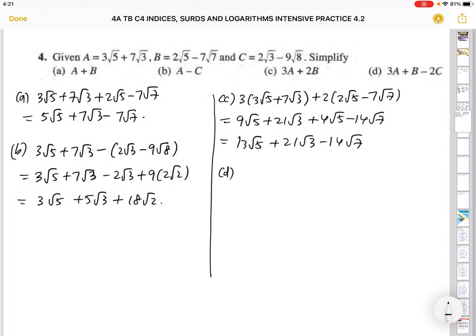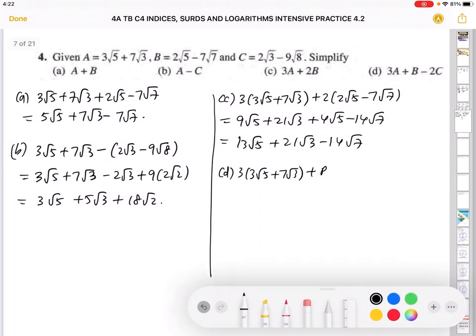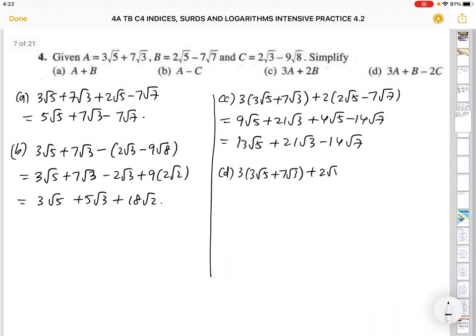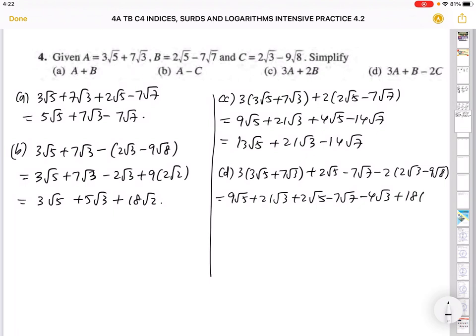D, 3A, A is 3 root 5 plus 7 root 3. B is just 2 root 5 minus 7 root 7. And C is 2 root 3 minus 9 root 8. So when you put it together, it's 9 root 5 plus 21 root 3 plus 2 root 5 minus 7 root 7, plus 4 root 3 plus 18, and root 8 is 2 root 2.